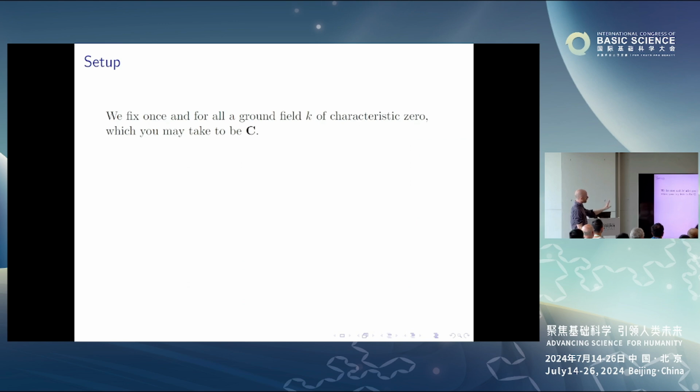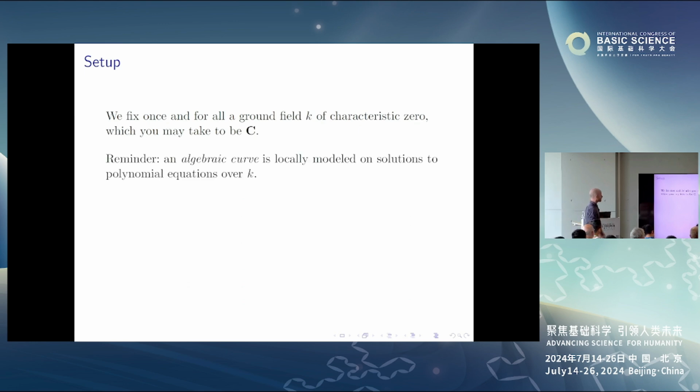Just to talk a little bit about the setup. Before we start, we fix a field. I call it little k. It has characteristic 0, and you can take the field to be the complex numbers. That's fine with me. I just call it k, and it's easier for me in LaTeX.